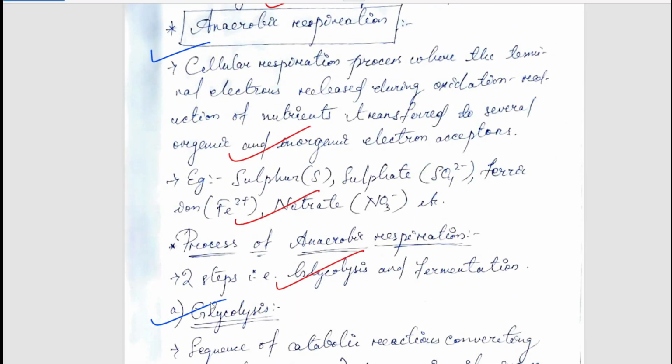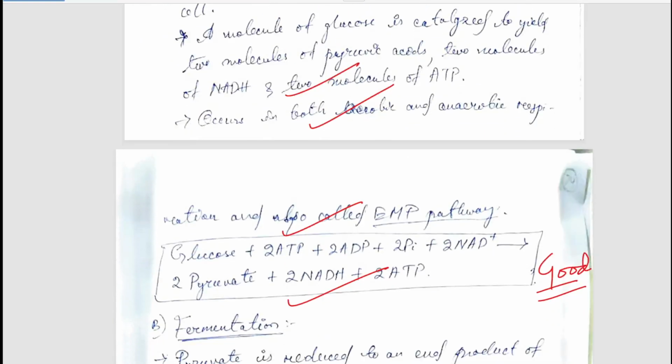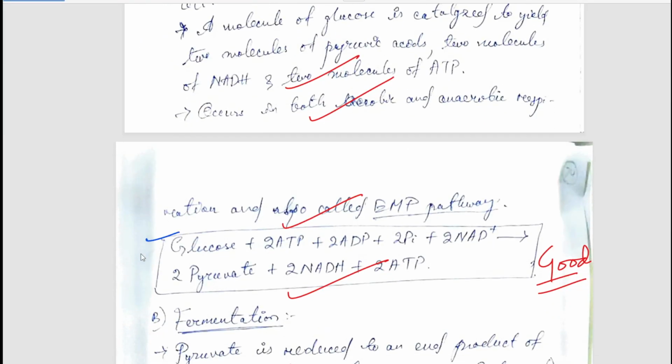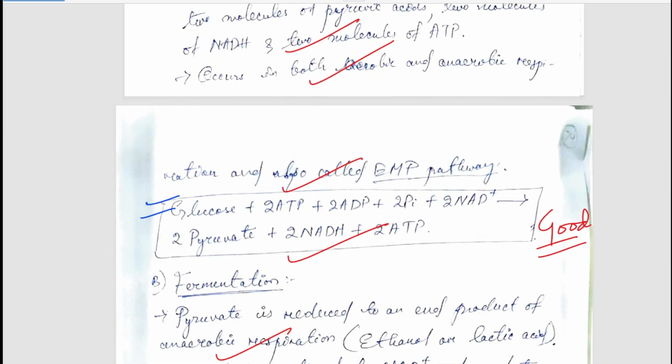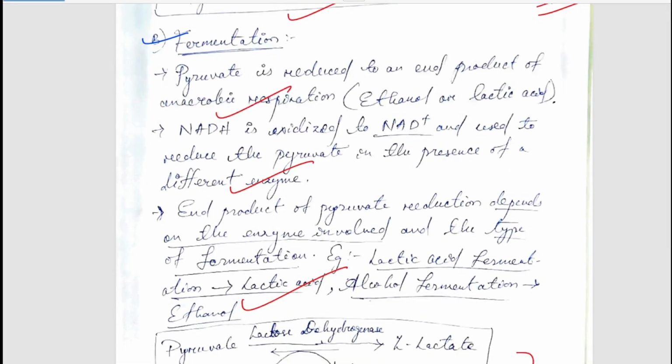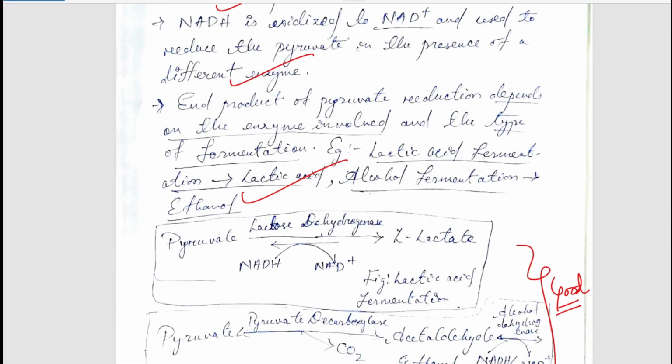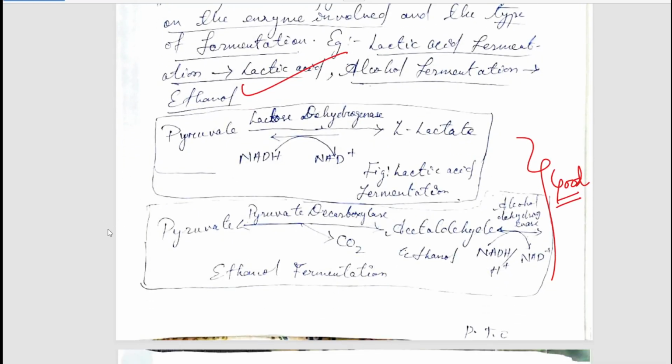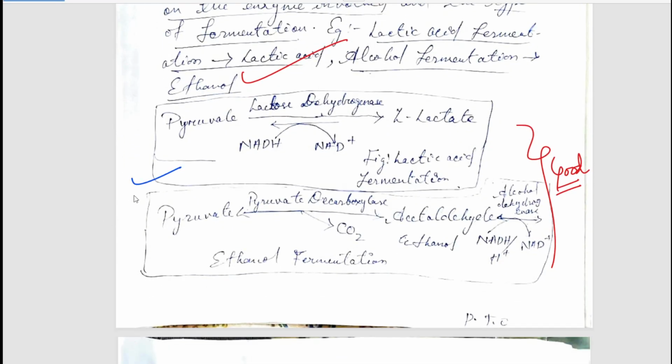Okay, first glycolysis, and I think this is a very good diagram. The reaction can be seen. Fermentation has been mentioned. You can read it if you want to. You can see the diagrammatic representation is very good. So obviously this will fetch you marks. I think well written points.